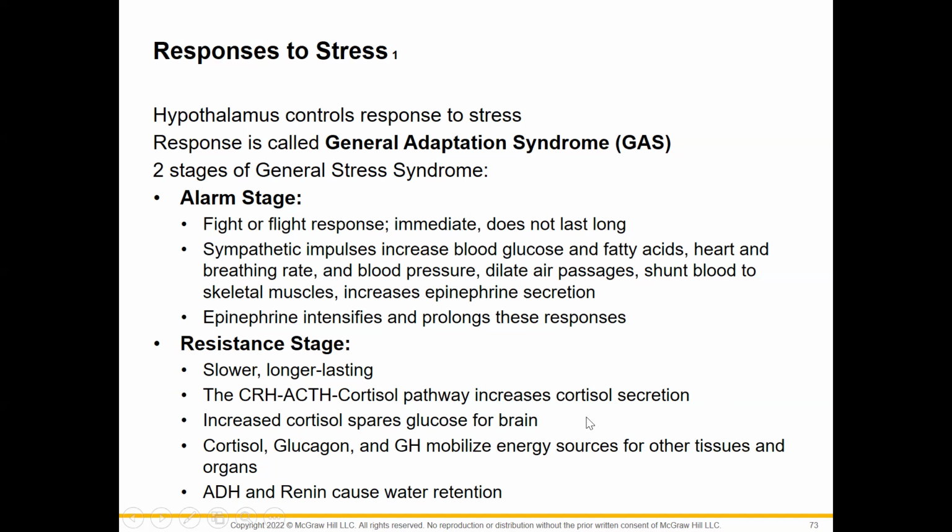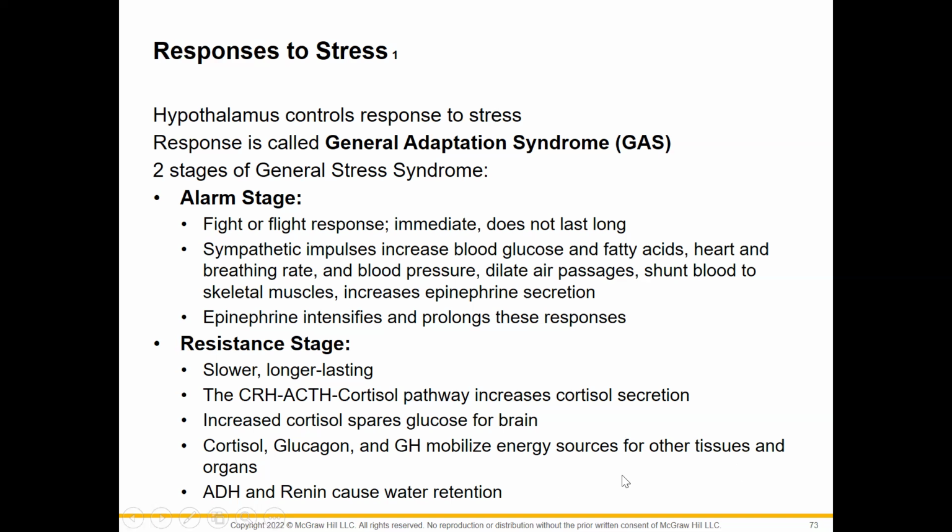Remember, the longer we're in a stress response, the more we're going through glucose so that we can run from the bear. Well, we need glucose in our brains for us to be able to think. So this resistance stage is going to take some of that glucose and make sure that the brain has adequate fuel for you to use. Cortisol, glucagon, and growth hormone all mobilize energy sources for other tissues and organs.